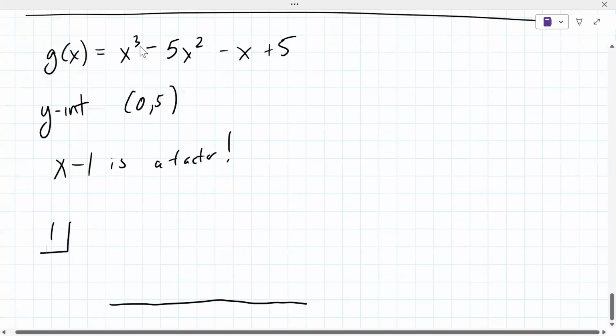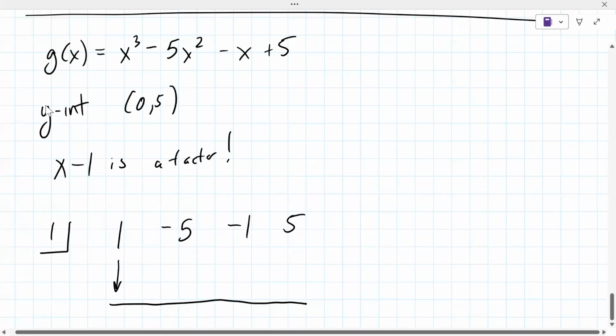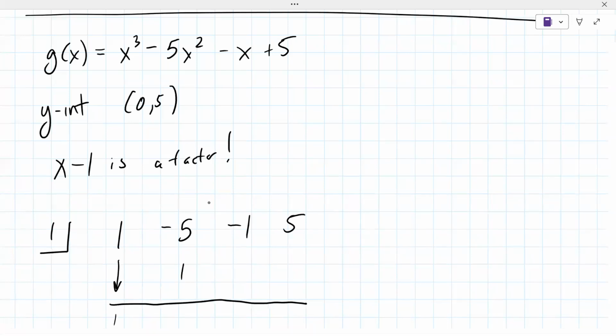Now, what do you got next? 1, minus 5, minus 1, plus 5. And then you're going to bring the 1 down. 1 times 1 is 1, so then that's minus 4, and then minus 5, and minus 5 plus 5 is 0.